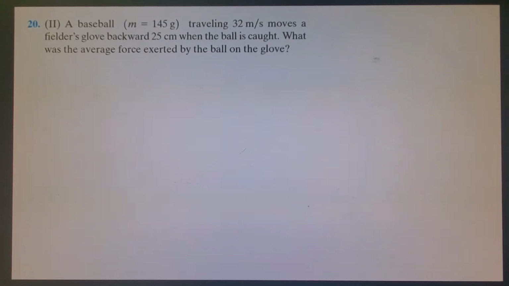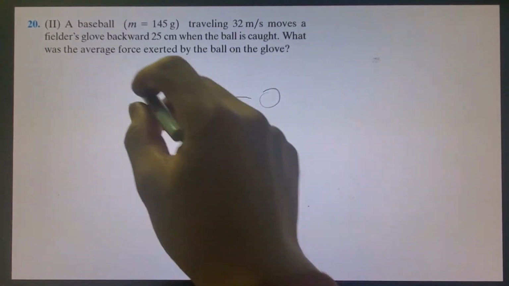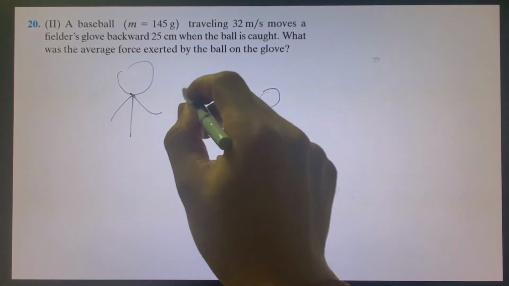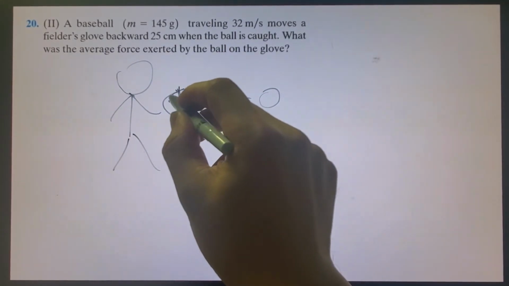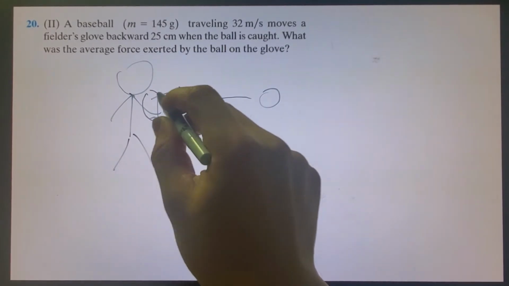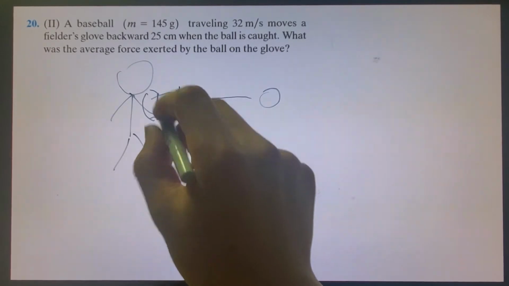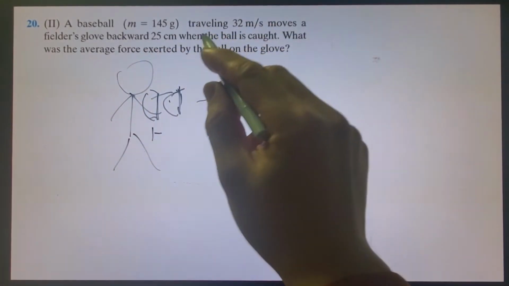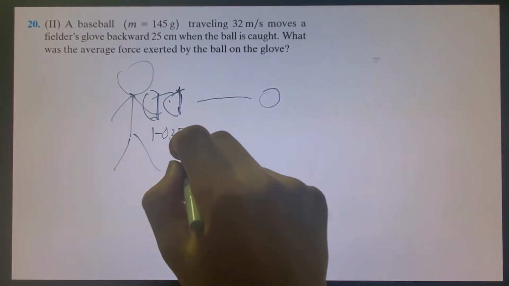Okay. So a ball is moving. Let's say the ball is moving over here, and this person tried to catch the ball. When he caught the ball, his hand actually moved back a little bit. How much? Move back by 25 cm. So I'm going to put everything into standard units: move back by 0.25 meter.